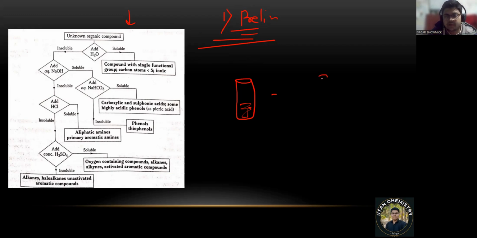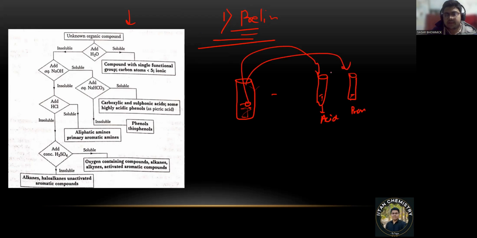Now what you will do: you have made one acid solution, and one basic solution in a different test tube. Now you add some of the portion here and some of the portion here. Suppose your compound is dissolving in base and not dissolving in acid. Now you can predict. We know acid dissolves in base, isn't it? So your compound is dissolving in base, that means your compound contains an acid group. So you will be performing tests for acid groups.